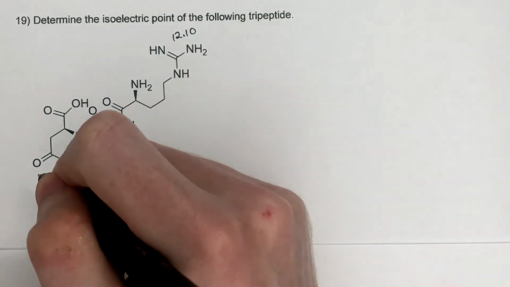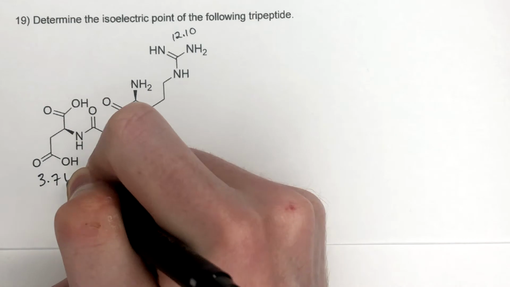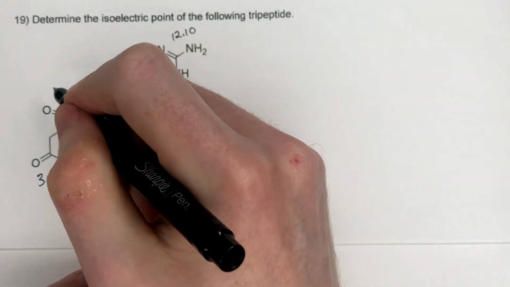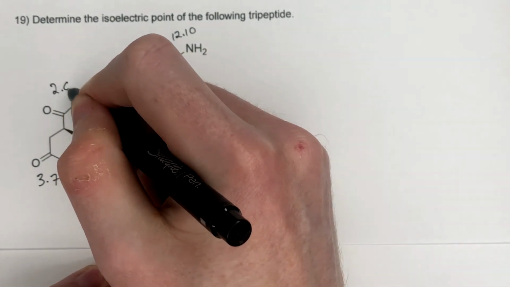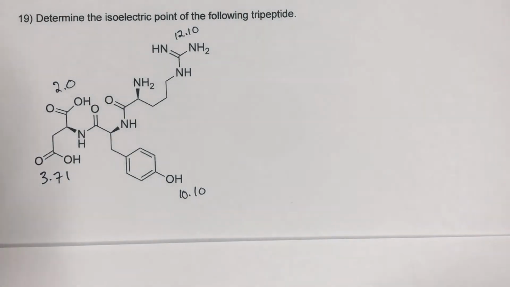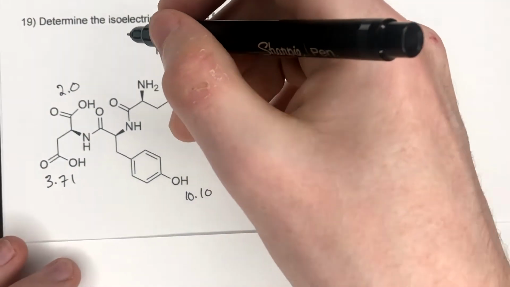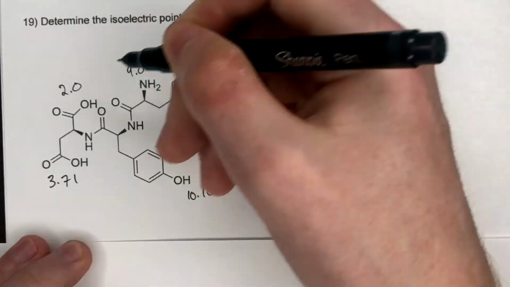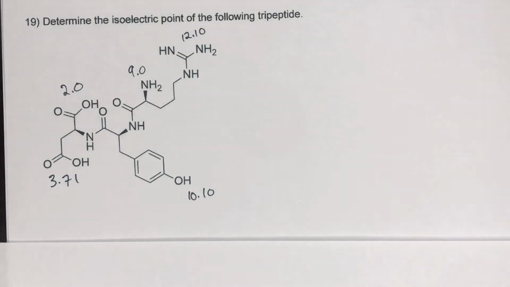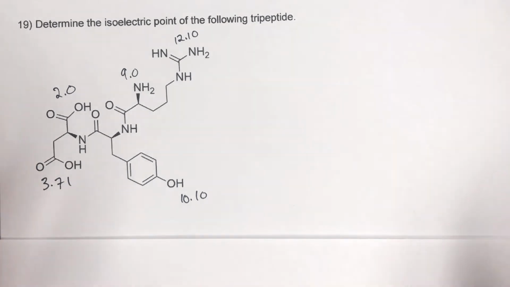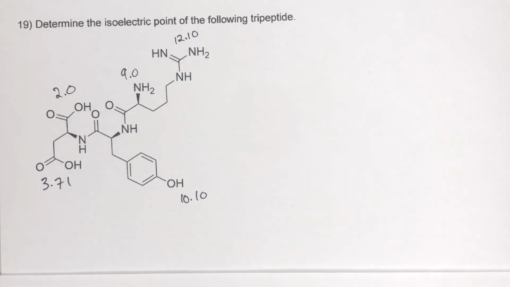What else? The aspartic acid is 3.71. The carboxyl group we're going to say is approximately 2. Because this is a tripeptide, the terminal groups vary a little bit. So in general, they're approximated as 2 and 9 in a peptide, because you would need to measure it exactly to know what it is. But for the sake of these questions, this is what's typically done.